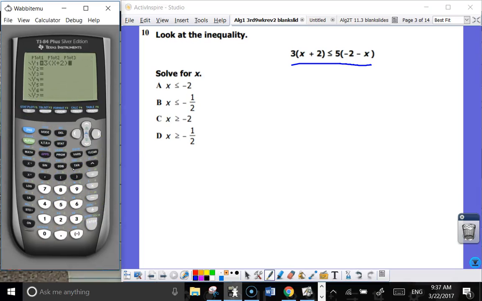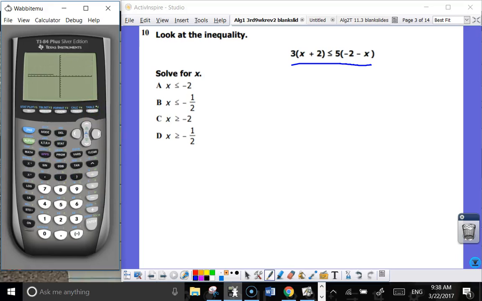Okay, where do I find the inequality symbol? Second math. And I need the number 6. And then I go 5 parentheses, negative 2 minus x. Right? So you put it in exactly like you see it. You look at the graph.